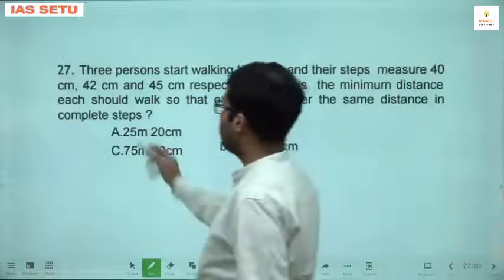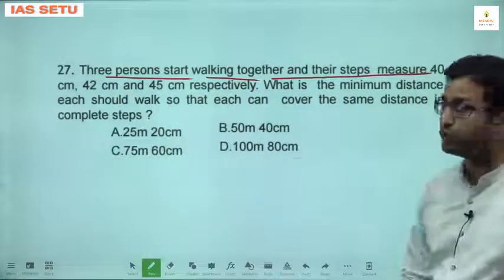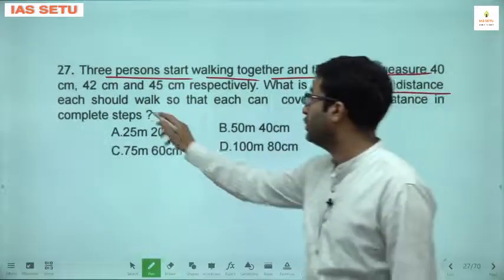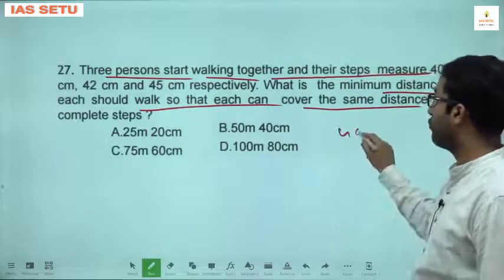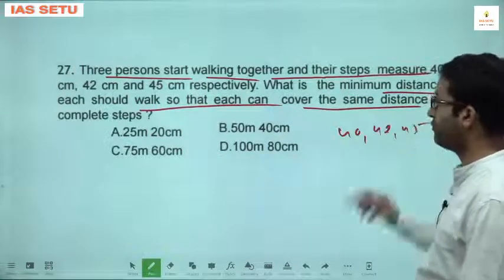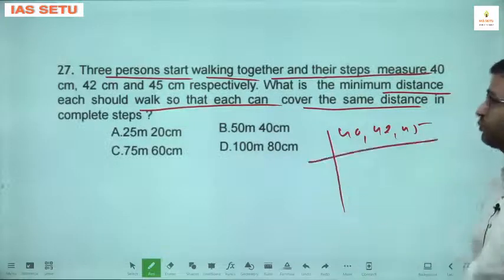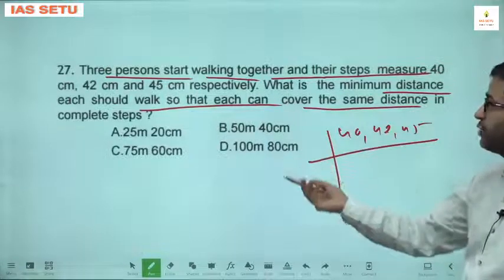Question number 27. 3 persons start walking together and their step measures are 40 centimeter, 42 centimeter, and 45 centimeter. What is the minimum distance each should walk so that each can cover the same distance in complete steps? So 40, 42, 45. We take the LCM and you get your answer.